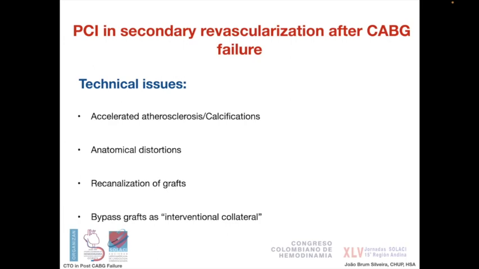This is another very important point, because in our center we perform more than 100 CTOs per year, and 25% of our patients are post-CABG failure patients. It's a great point because with surgery you have a lot of anatomical distortion, and anyone who wants to embrace a CTO PCI program needs to take this into account, because it's not easy to deal with. Also, sometimes you need to recanalize the graft because it can be used as a conduit to do retrograde and antegrade procedures. And also, sometimes you need the grafts as interventional collaterals.